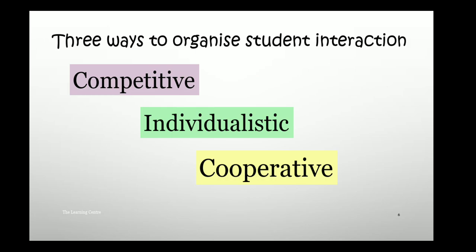Three ways to organize student interaction: competitive, individualistic, and cooperative. So these are the three ways the teachers can design student interaction. Their interaction can be competitive, individualistic, and cooperative.